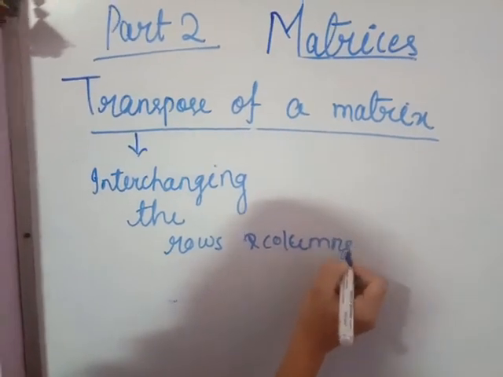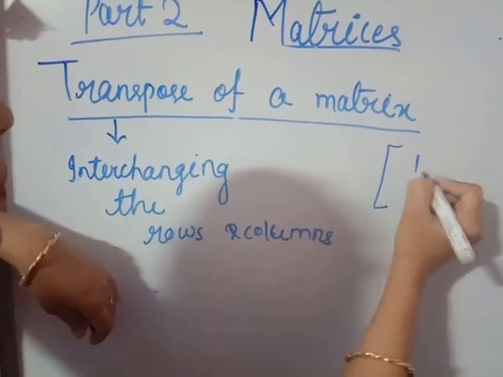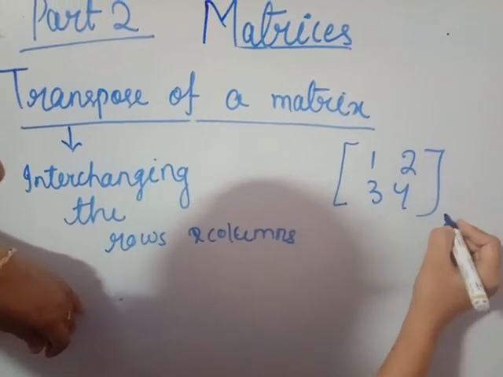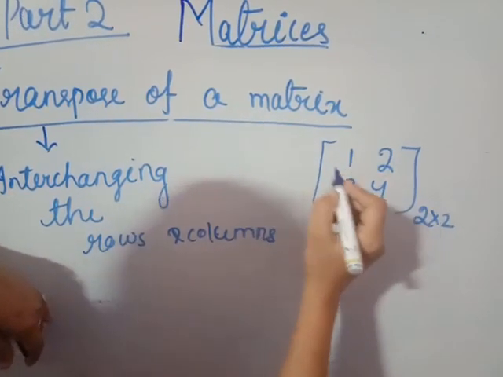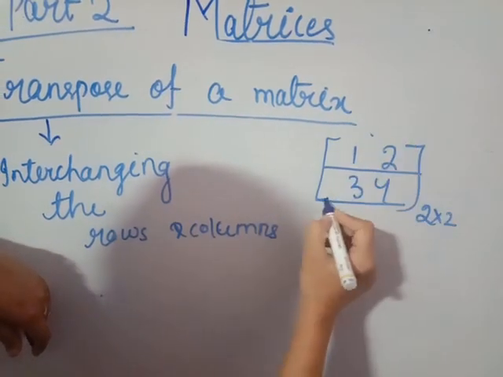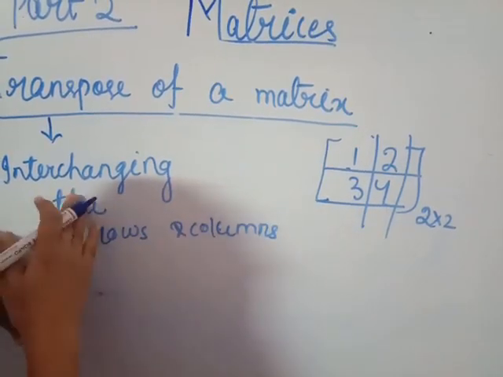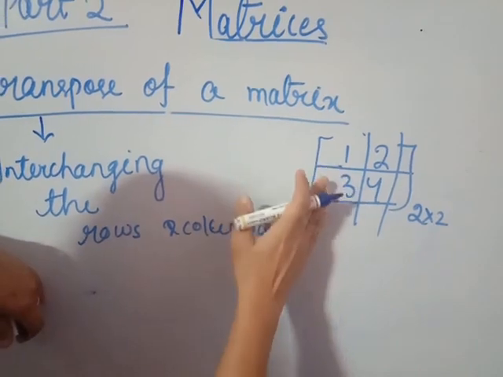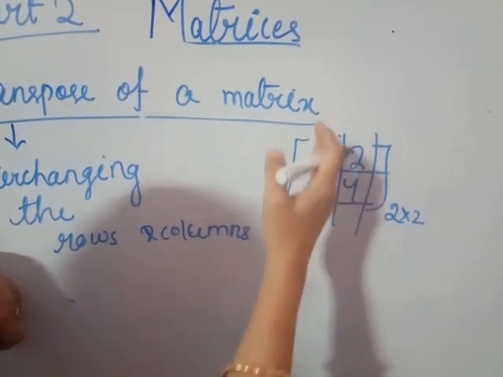Let's see one example so that you can understand easily. Suppose 1, 2, 3, 4. So it is a matrix of order 2 into 2. So now you interchange, as you know that this is the row, this is the column, and this is the row, this is the column. It is telling that interchanging the rows and columns means you have to put the column elements into a row and the row elements into a column.